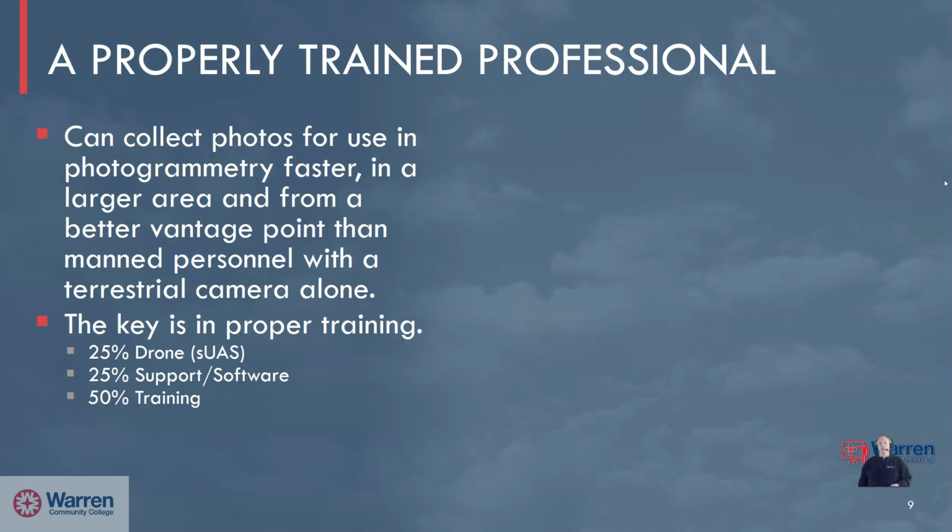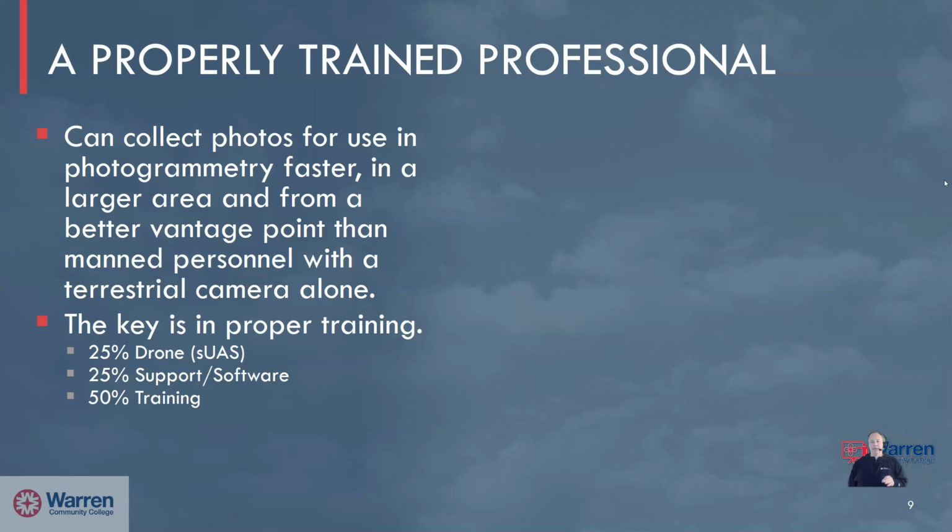But it does take a properly trained professional. It doesn't necessarily take the most trained professional, just relatively easy training to understand how to collect these images fast from a vantage point. And you can do it faster than a person on the ground. So when we say manned personnel with a terrestrial camera, that means a person walking around taking a picture with a camera on the ground. You can do it much quicker and capture much more of the area from a remote sensing standpoint.